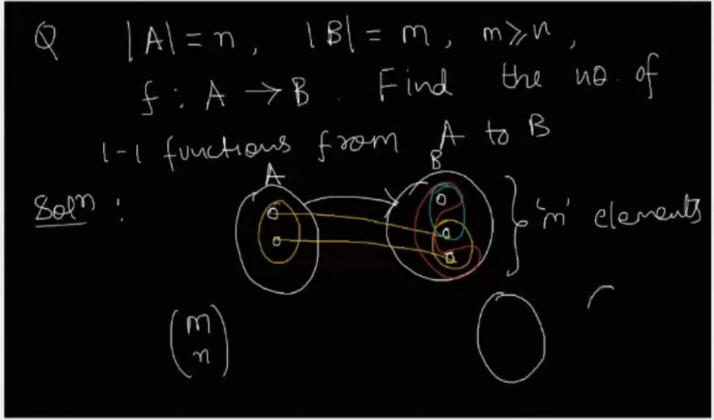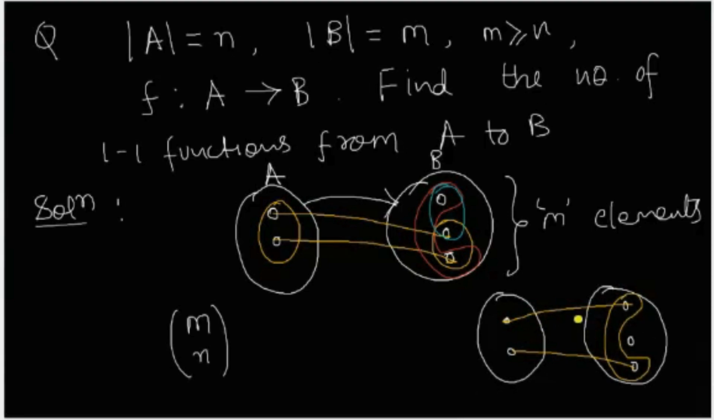Now, I'll draw this again here. Say you fix these n elements on the right hand side. You have these two elements and three elements, and say, for example, fix that this element gets mapped to this one and this element gets mapped to this one. So we have selected these two elements as our map. It's also possible that we can have a different mapping. This one gets mapped to here, and this one gets mapped to there. So we have two mappings for these two selected elements of B.